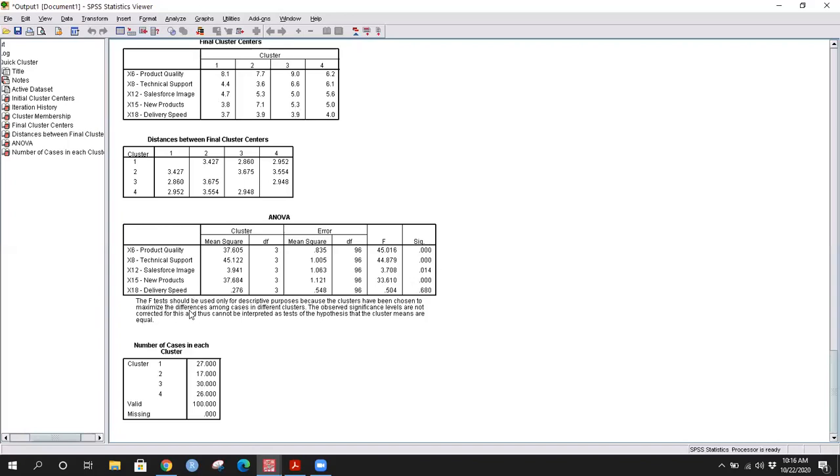So as they've written it over here also, the F-test should be used only for descriptive purposes because the clusters have been chosen to maximize the differences among cases in different clusters. The observed significance levels are not corrected for this. So that very bias which I was talking about, and thus cannot be interpreted as the tests of the hypothesis that cluster means are equal. Okay. So that was about your ANOVA table.